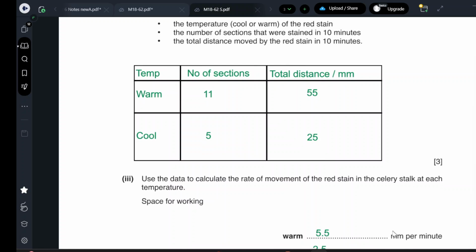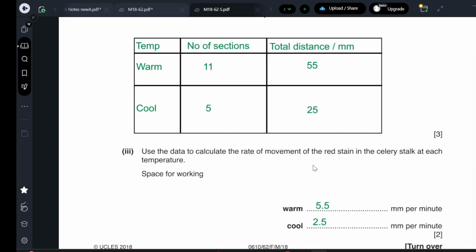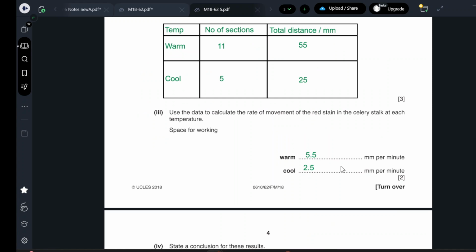Take care that he put the unit here for you. He asked you that he wants it in millimeter. So even if you calculated the distance in centimeters, okay, you have to change it here to millimeter before you divide. Okay, so it will be 25 over 10, 2.5 millimeter.